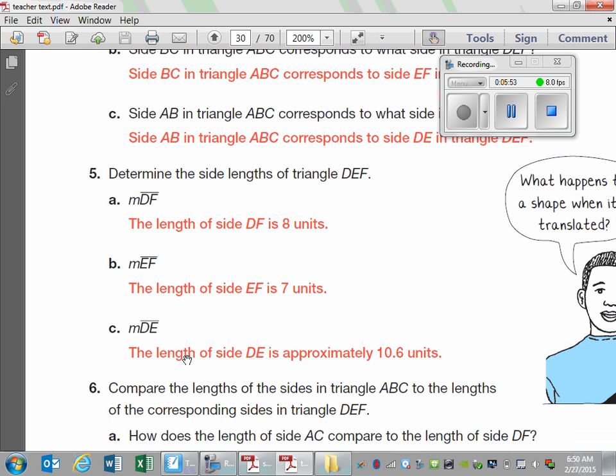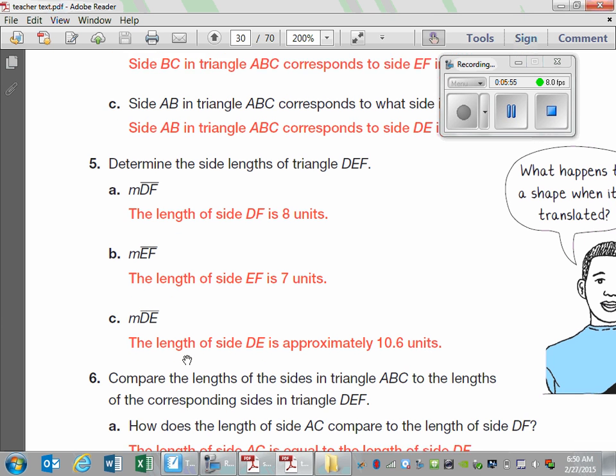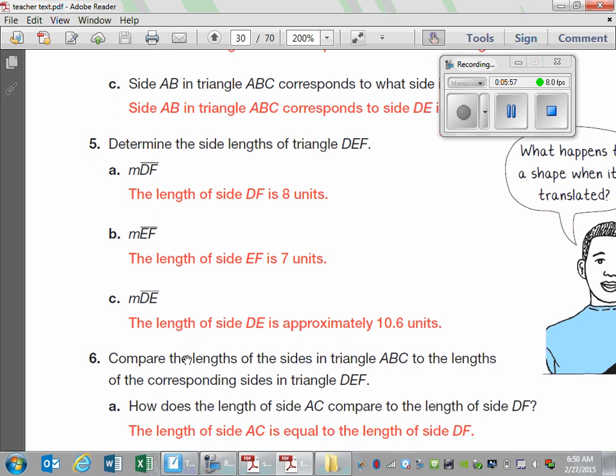Next, we can compare the lengths. So how does AC compare to DF? Well, they're congruent. So let's write the length of the side AC is equal to the length of side DF. Press pause, press play when you're ready. I want you to do 6A and B and C. Go.